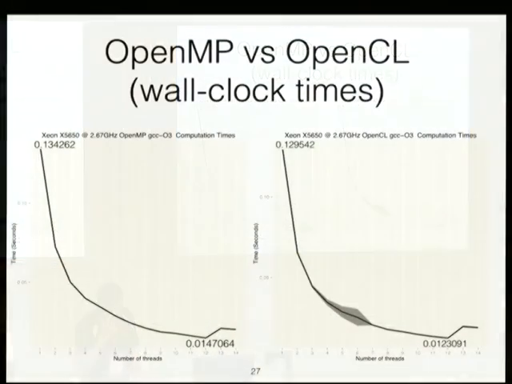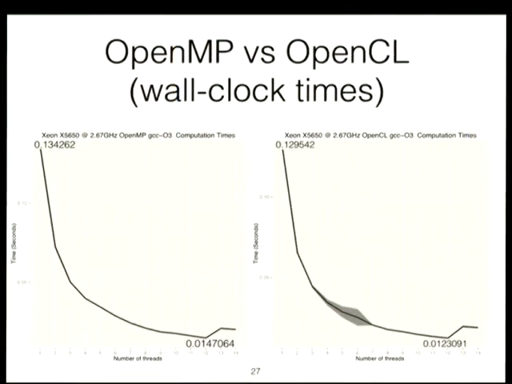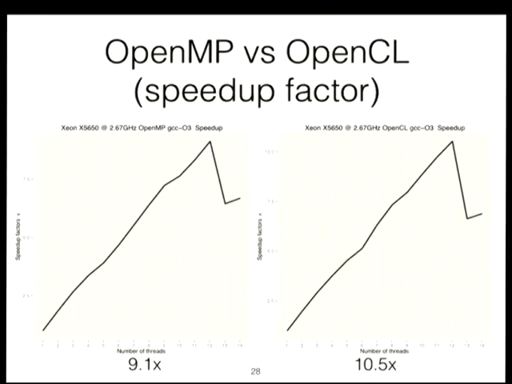Okay, so comparing OpenMP to OpenCL for the wall clock times, we can see OpenCL is a little bit faster, but that could just be an unfair comparison. It's marginal, and there's an OpenMP scheduler that has to kick in for that static striding. So it goes from 9 times faster to 10 times faster with OpenCL.